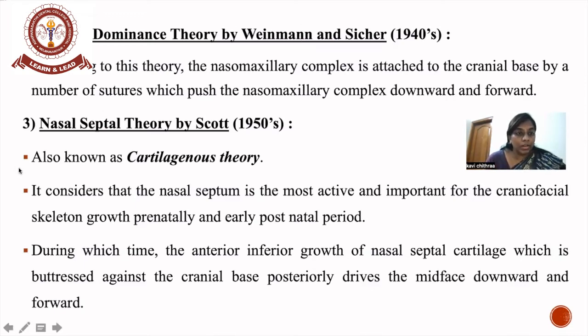So the third theory is the nasal septal theory or the cartilaginous theory by Scott, which was given in 1950. He considered that the nasal septum is actually the active and important part of the craniofacial skeleton, which causes growth. During this time, the inferior growth of the nasal septal cartilage is buttressed against the cranial base posteriorly, and it drives the midface downwards and forwards.